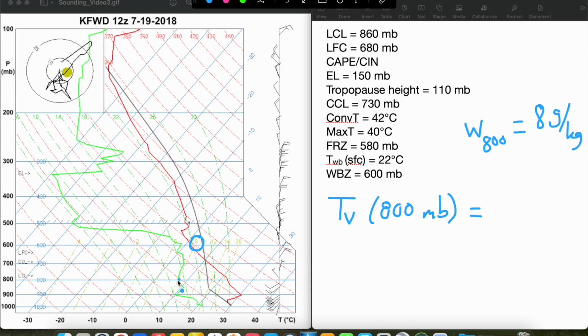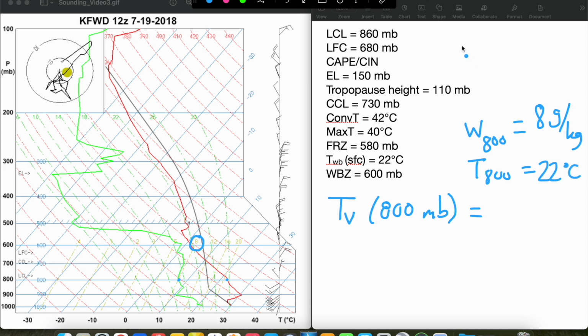So all we do is we take the temperature at 800 millibars, which is found on our environmental temperature curve. Again, we figured that out to be about 22 degrees Celsius. Here's our 20 degree isotherm, 30 degree. It's closer to the 20, so we'll say 22 degrees Celsius. So our temperature at 800 is 22 degrees Celsius.